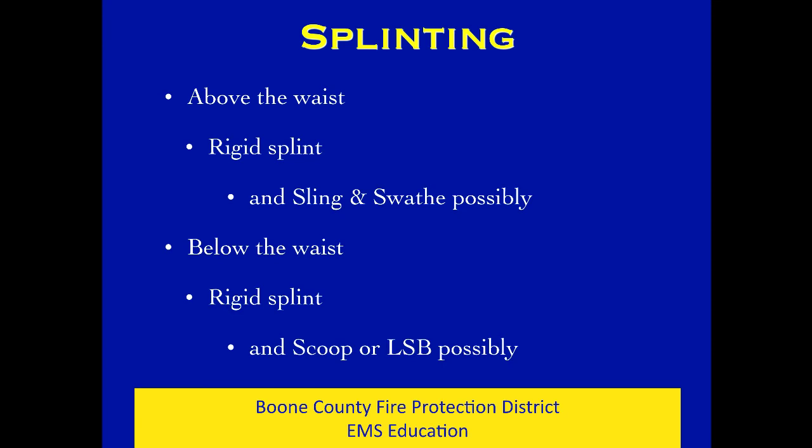General splinting, if it's above the waist in an arm or shoulder, some sort of rigid splint, whether that be a vacuum splint or something that you make out of SAM splints or board splints or other things. And then you probably can add a sling and swath in most cases and make it be an appropriate splint. So a rigid splint plus a sling and swath above the waist, and then below the waist you have the rigid splint, and then a scoop or a backboard or something, at least to move them to the cart.